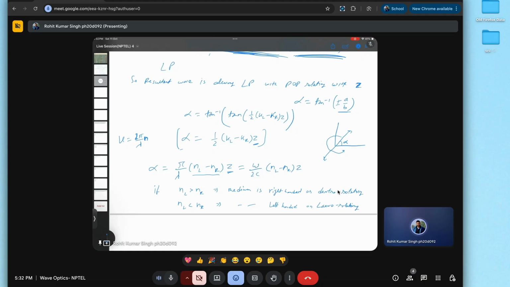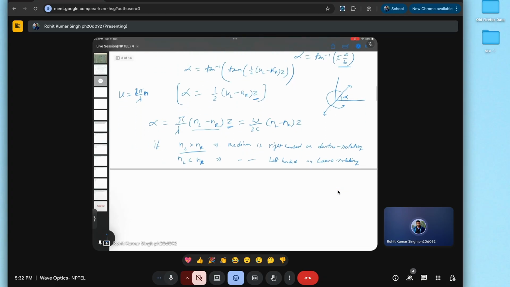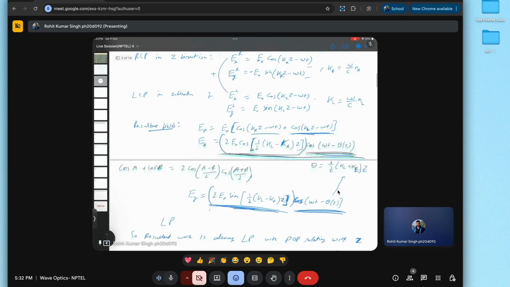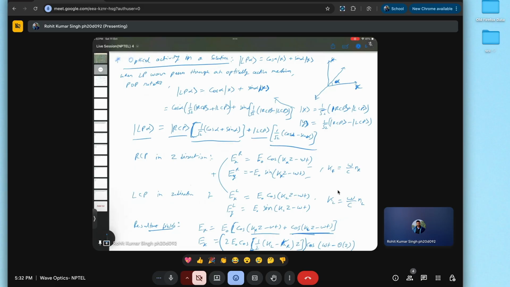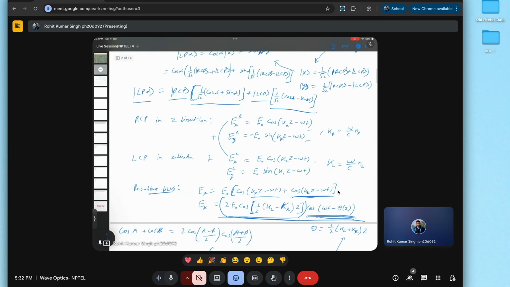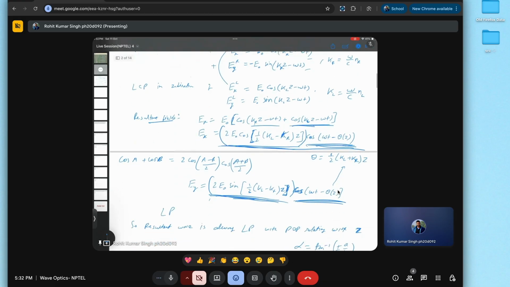So it is a little counterintuitive. You see, if the left circularly polarized refractive index is greater than right, then it is called right-handed, and if it is less, then it is called left-handed. It is a little counterintuitive, but this is the nomenclature. Okay. Now, why does it happen? So we understood why the linearly polarized wave will stay linearly polarized, but its plane of polarization will rotate, from this mathematical construction we can see.